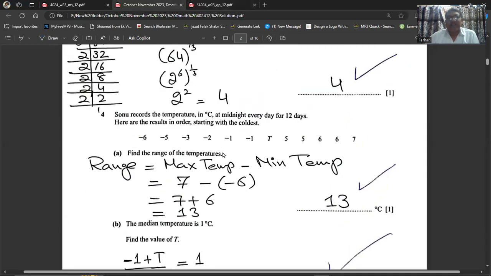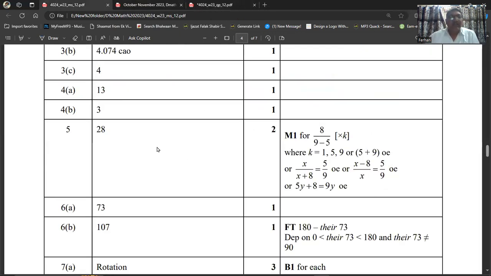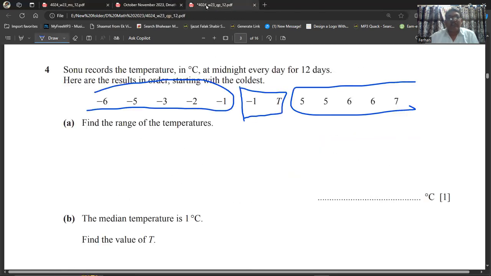I hope you understand this. So -1 plus T divided by 2 is equal to 1. So -1 plus T is equal to 2. So T will be equal to 2 plus 1. T will be equal to 3 degrees centigrade. So the T value is 3 degrees centigrade. Our answer is right. This is the solution.